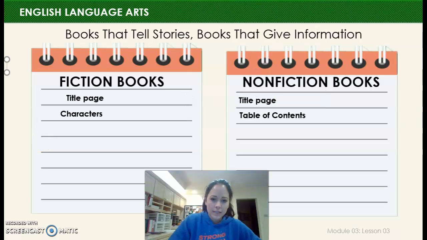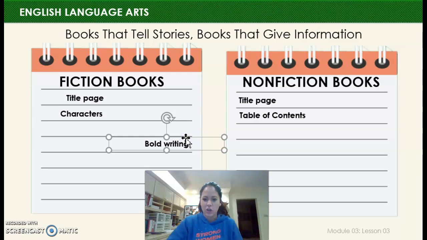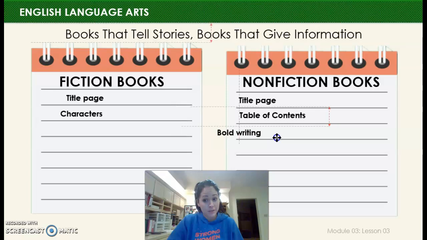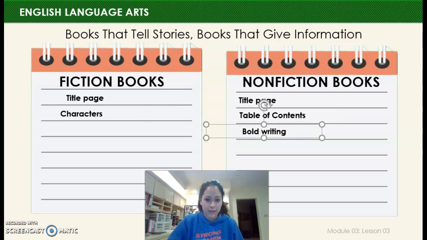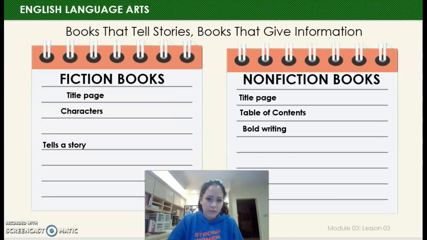Okay, now what type of book often uses bold writing when they make it darker to show a certain thing? Hopefully you said nonfiction. Now, which type of book tells a story? Hopefully you said fiction. That is correct.